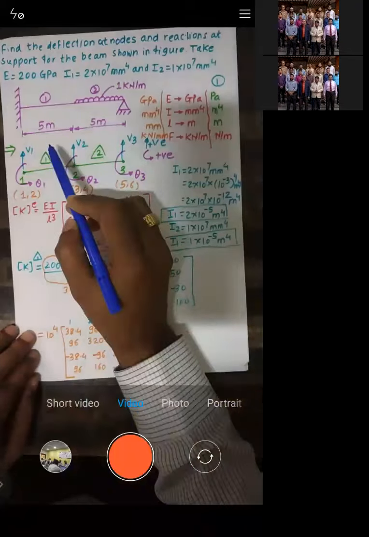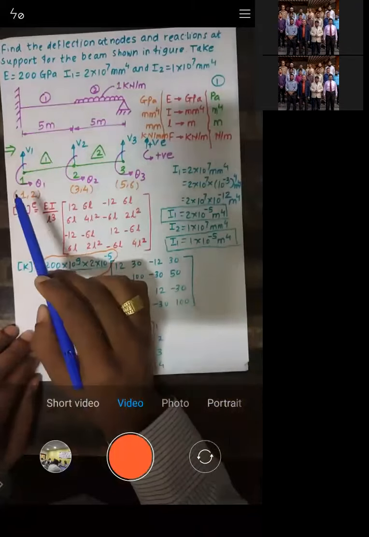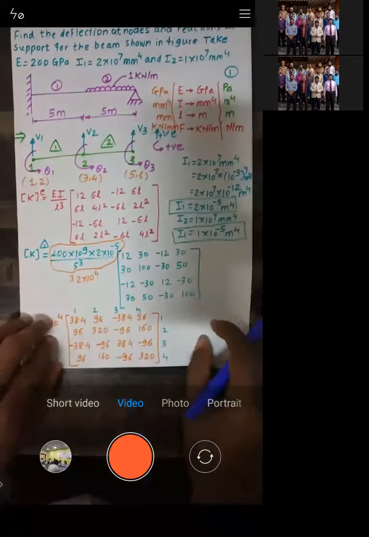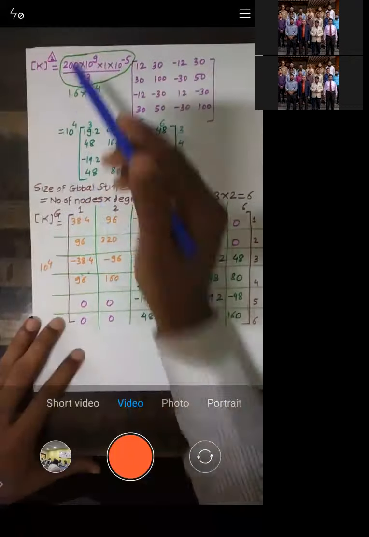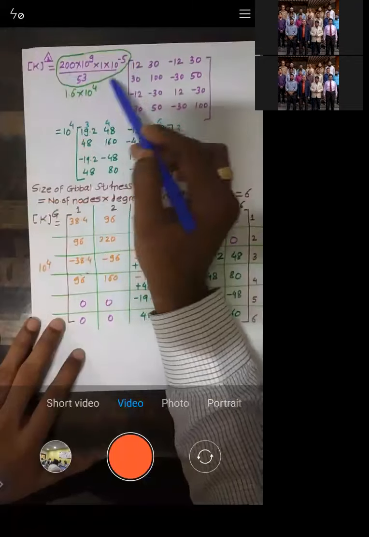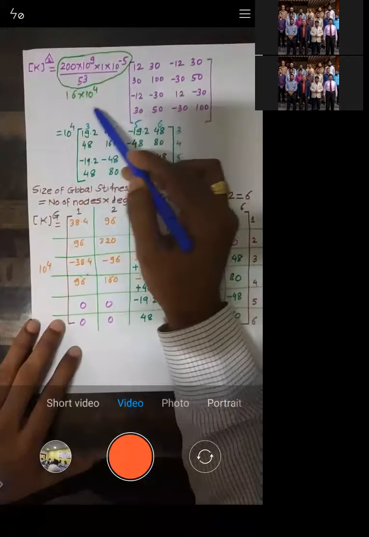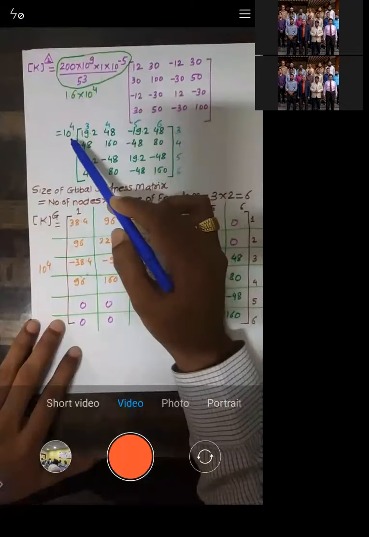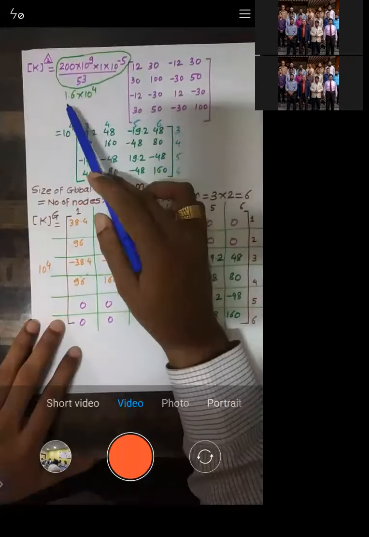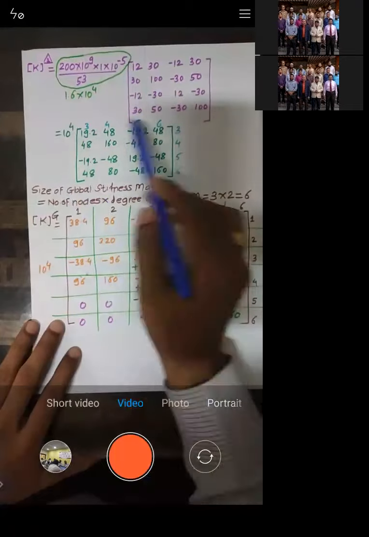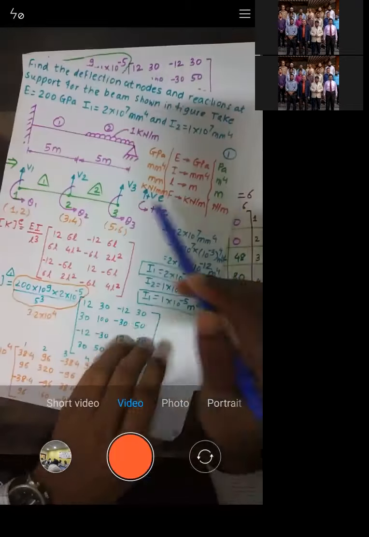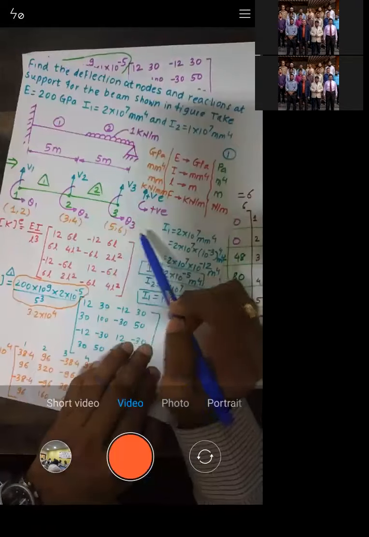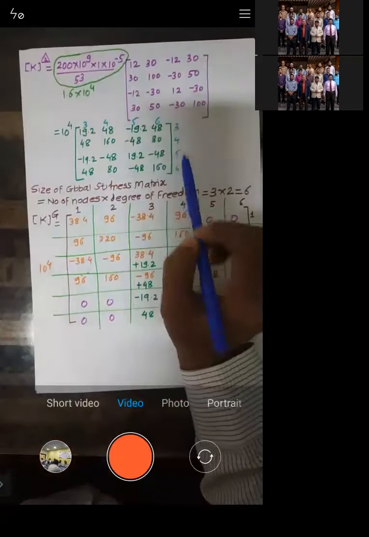If you see this matrix, it is written for element number 1, which has degrees of freedom 1, 2, 3, 4. The same exercise we repeated for element number 2, and this term came to be 1.6 into 10 raised to power 4. So I keep 10 raised to power 4 outside, and the rest of the 1.6 I multiplied inside. This was the matrix I got, right? Element number 2, which is between nodes 2 and 3, has degrees of freedom 3, 4, 5, 6, so it was done accordingly.